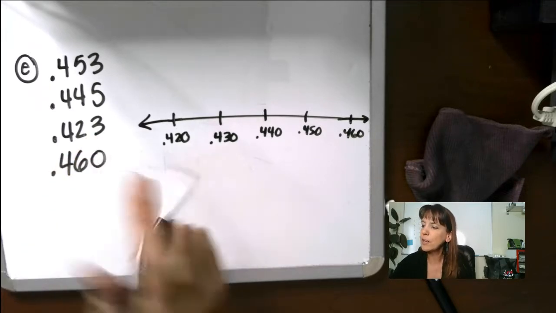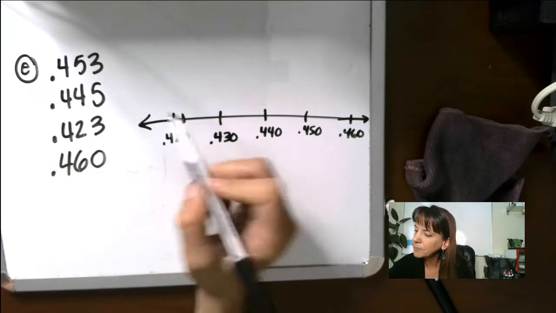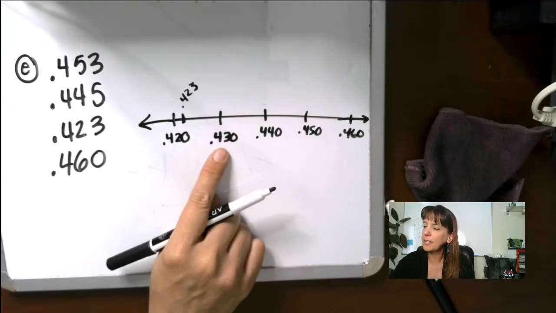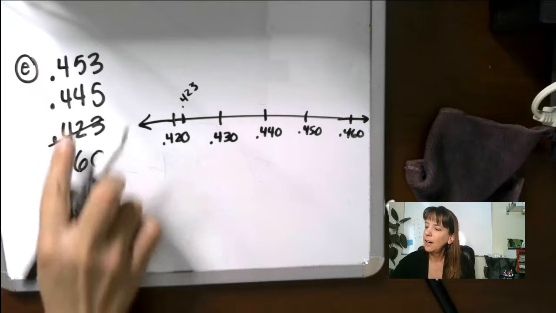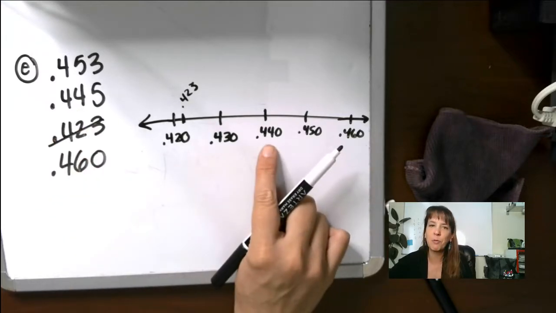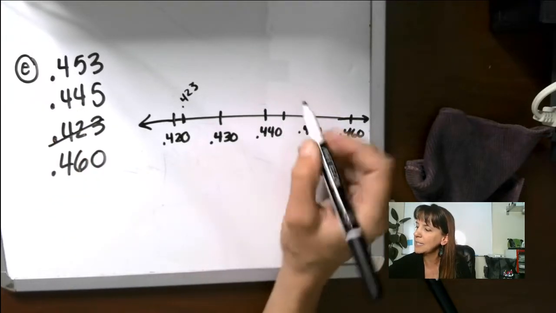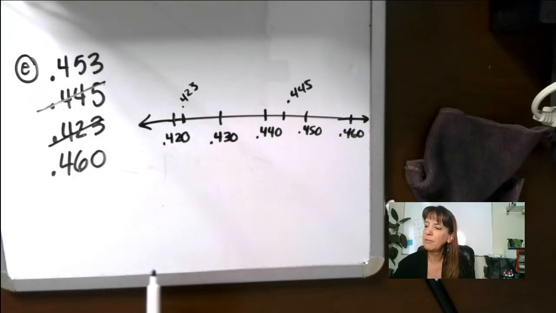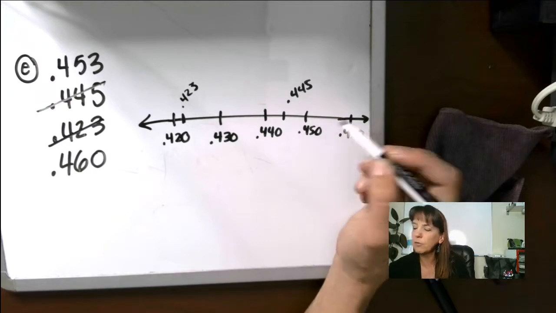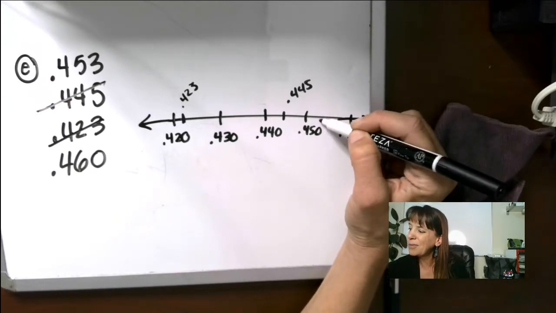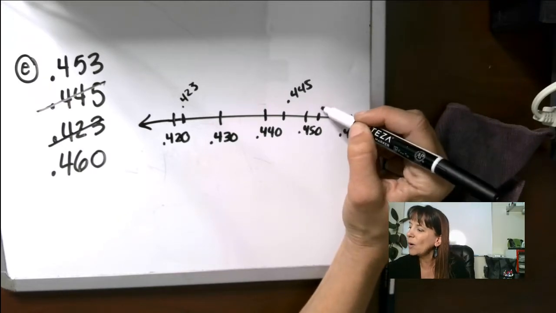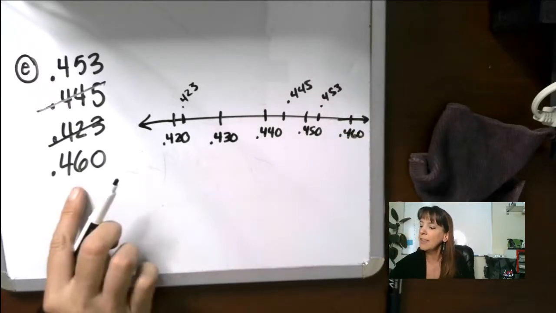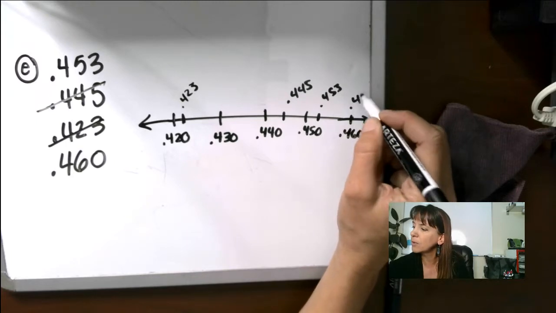423 is probably going to come like right here, right? So that's going to be 0.423. 445, that's going to come after 44, right? So it's going to be right smack dab in that middle, 0.445. Now, 453 is going to come right after 450 here, but we're going to move that like right here. It's not quite in the middle because that would be 455, and this is 453. And then 460 right here, 0.460.